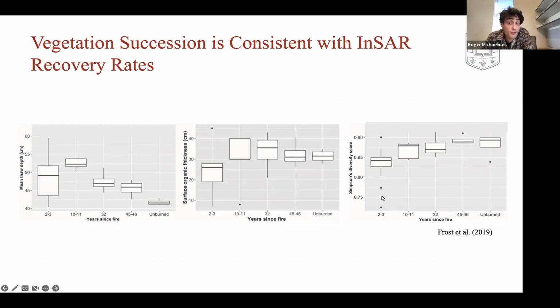And then we can further see that a Simpson's diversity score, which is telling you how diverse that ecosystem is, takes, again, several decades to recover. So what this is telling us is that these ecological observations that are both remotely sensed and from field measurements are consistent with our InSAR observations. And so we really have some confidence that these results are telling us something fundamental about that wildfire permafrost interaction system and the timescales over which that process plays out.